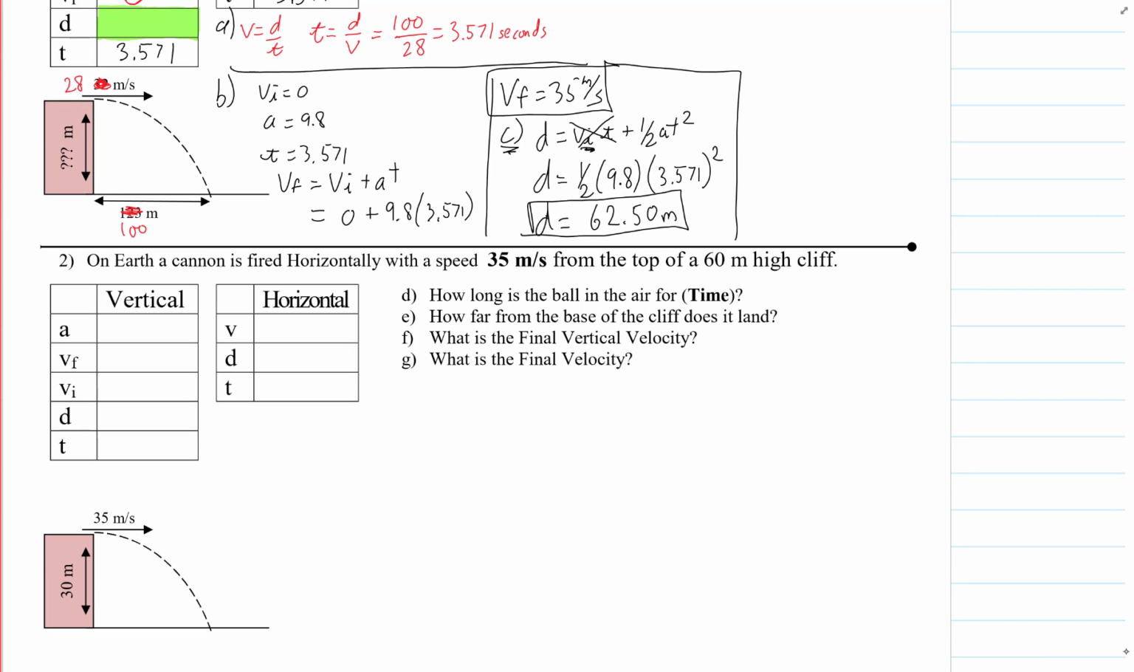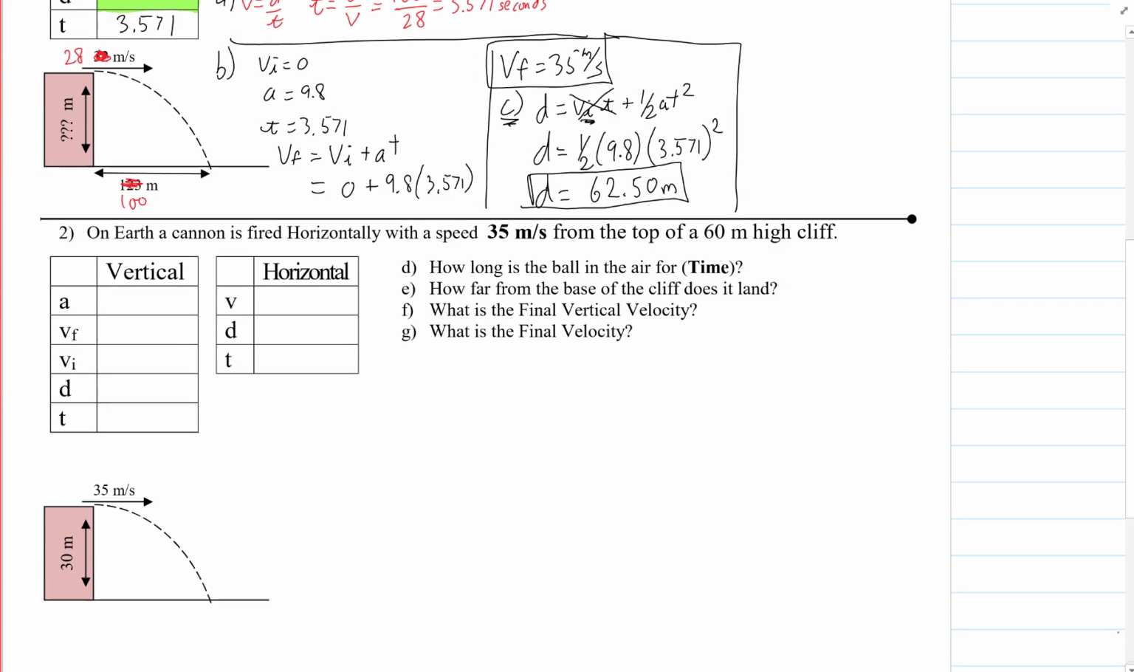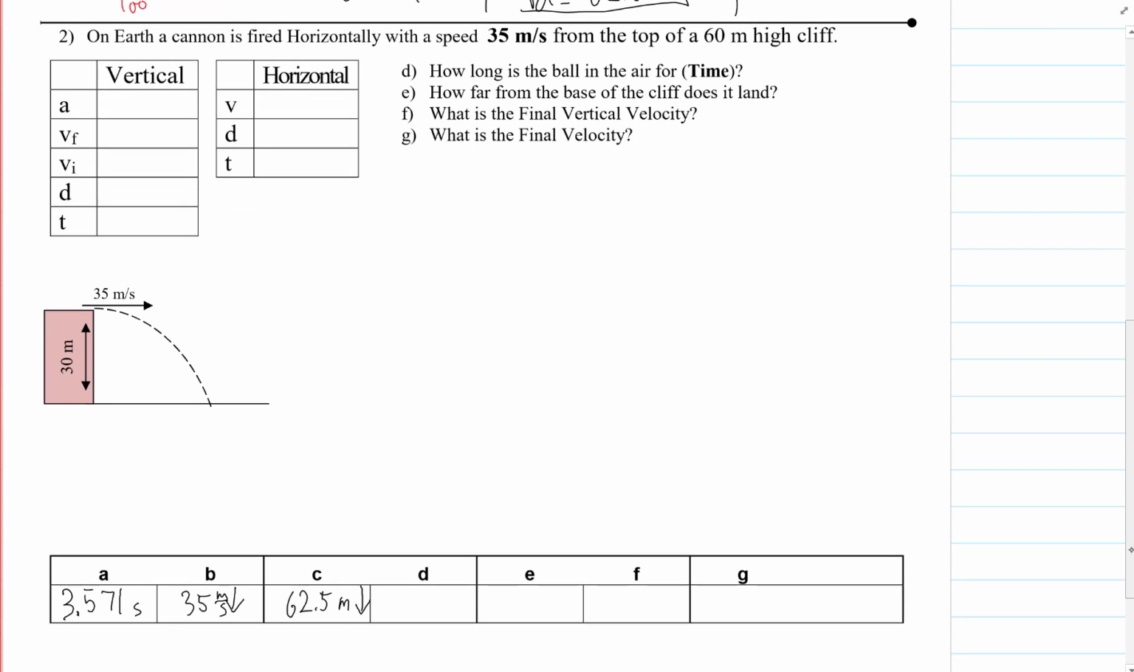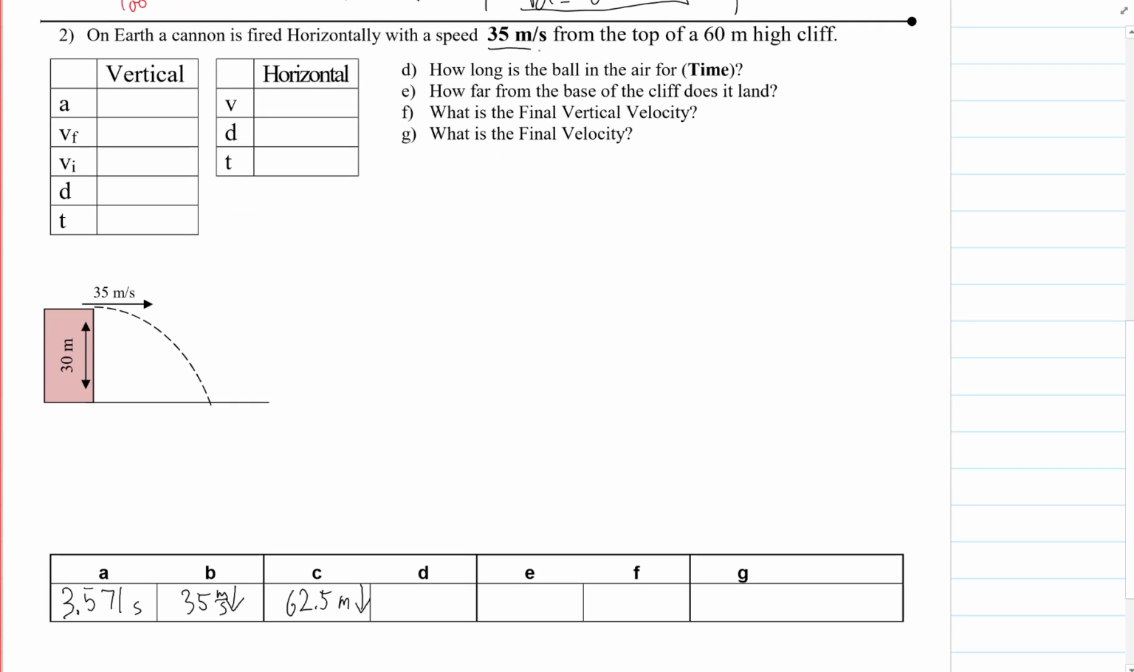Not everyone got this one correctly, especially that last part of that question. On Earth, a cannon is fired horizontally with a speed of 35 meters per second. Again, horizontal, I'm just going to fill it in right now. This is 35 meters per second. And it's from the top of a 60-meter high cliff. So that is a vertical 60 meters. So the question here, sorry I didn't update the pictures here. This is 60 meters high.